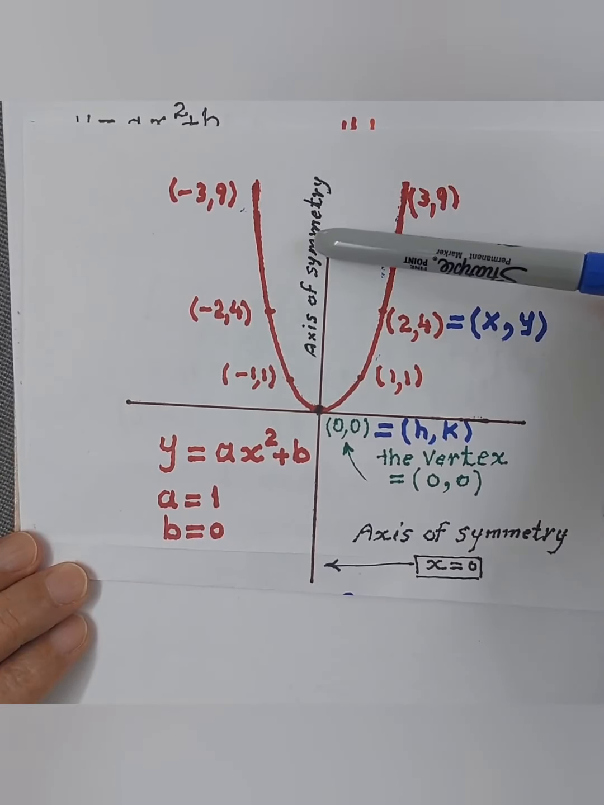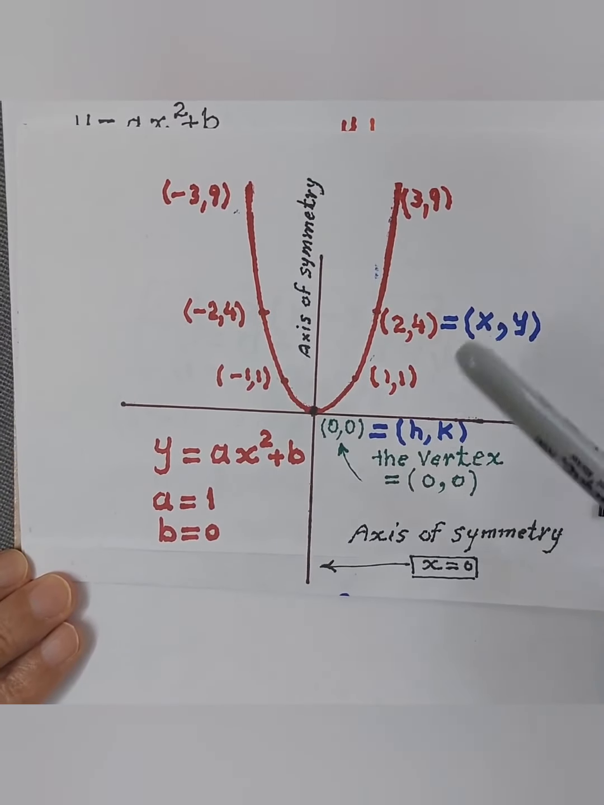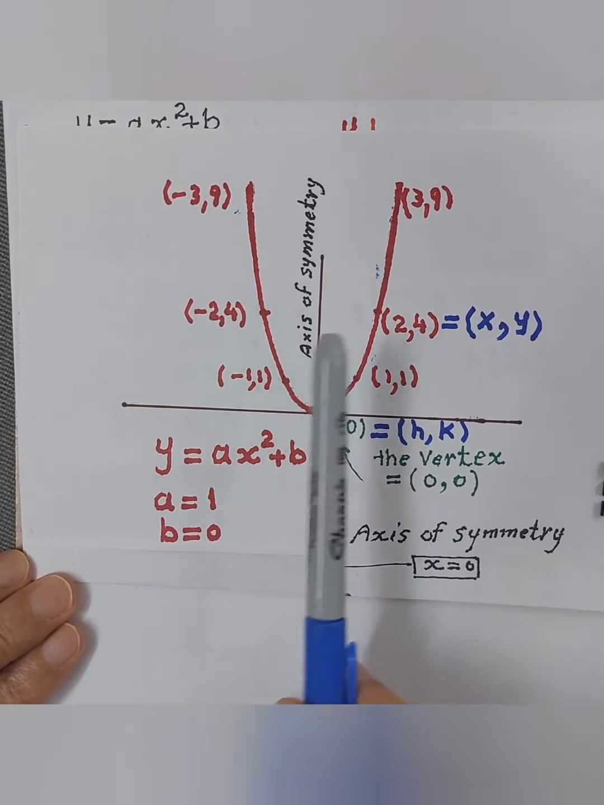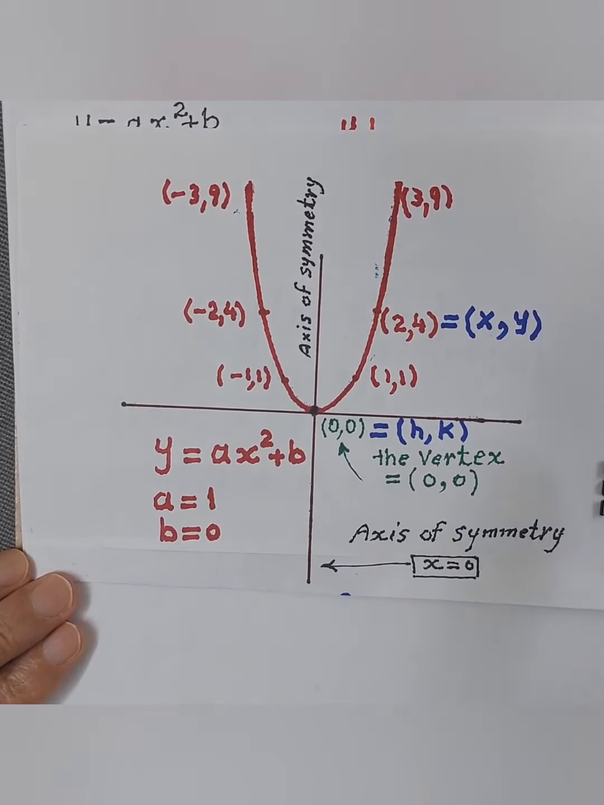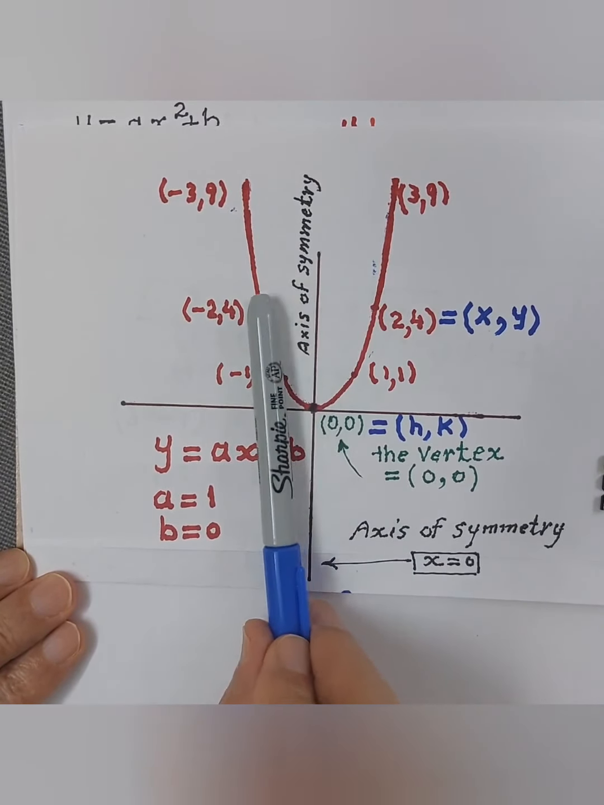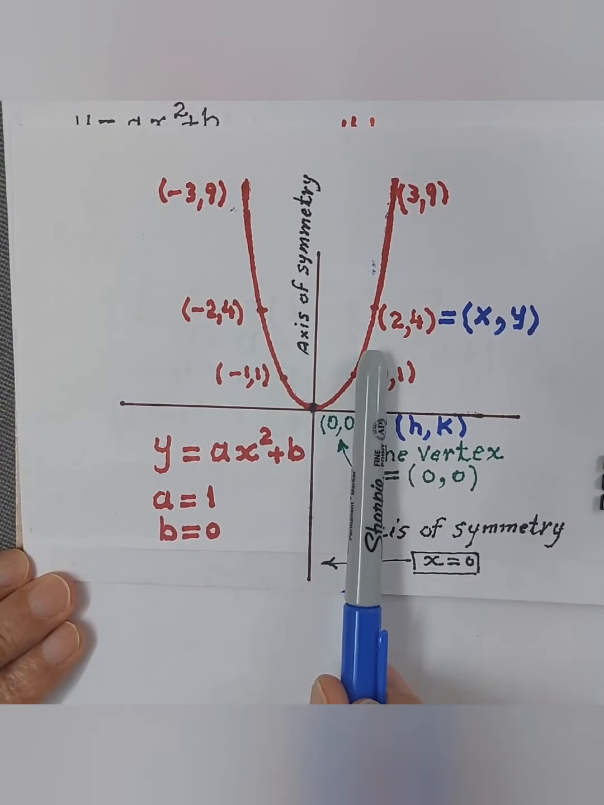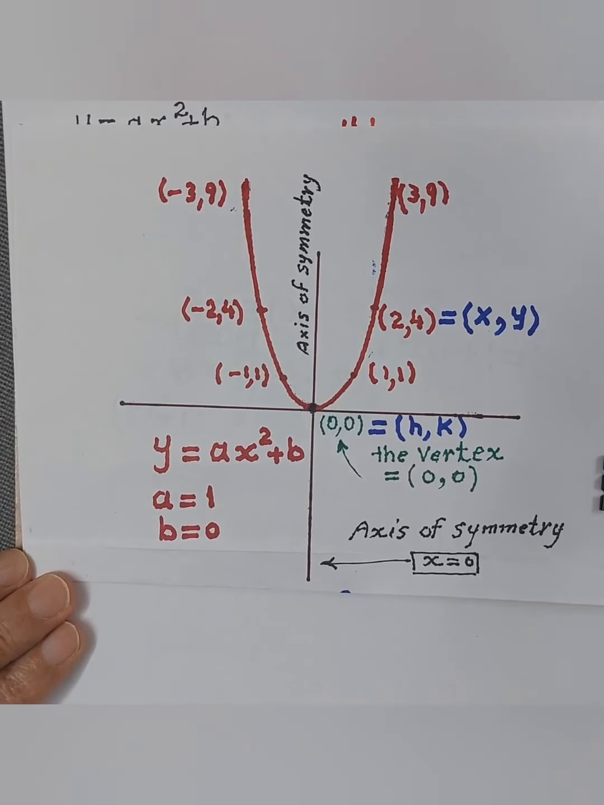And this line helps to get the other branch of the graph if we know one branch, because this is a symmetric axis, which means the two branches on both sides of this line are symmetric to each other.